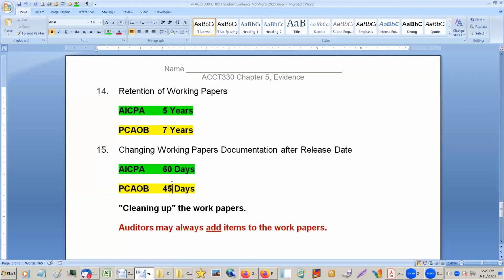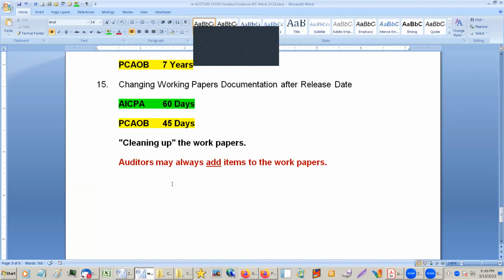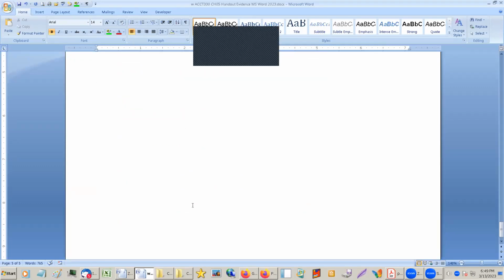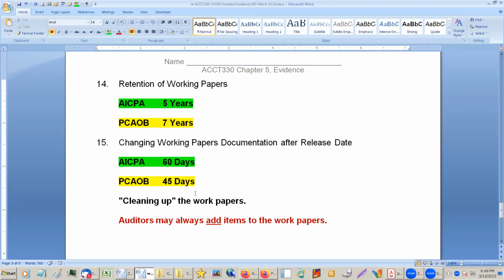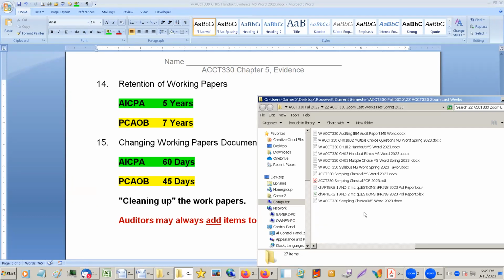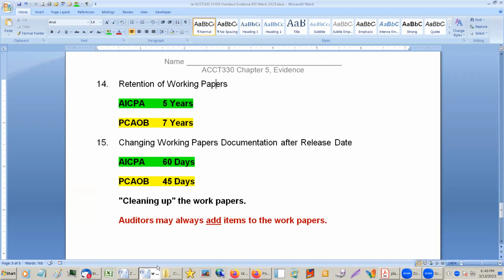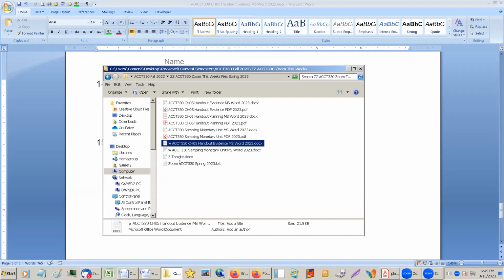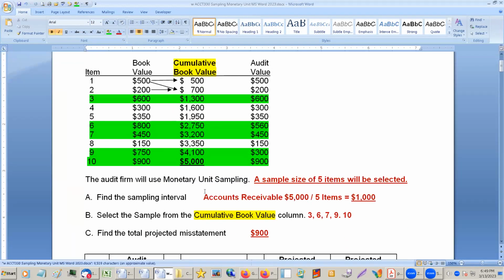Okay, I think that's it. Hey. So the next thing we're going to cover, as far as the chapters are concerned, is chapter 6, planning the audit. But the next thing we're going to cover in this class tonight is, I'm going to pull it up and we come back, we'll work on it. That's old stuff. Let's look at the new stuff. Monetary unit sampling.